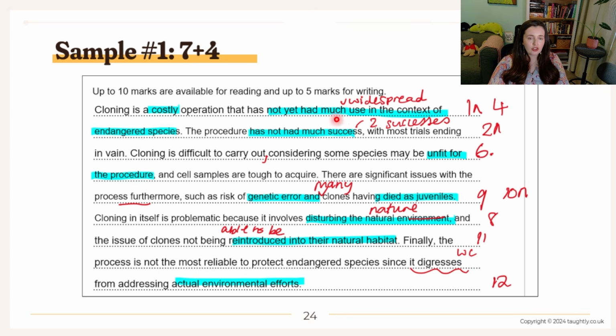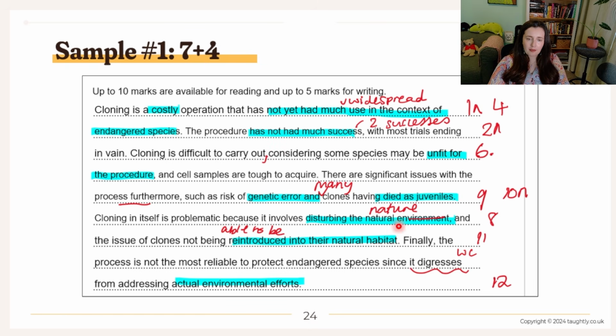And that's because the student should have written not had much widespread use in contexts. And because they're saying it hasn't had much use, it's not really getting across that same idea as across many different areas. So they partially got the idea, but not fully. And then 10, they also got a partial mark here. And this was because the student simply said that clones having died as juveniles rather than many. So not all of them, but some of them. So they've slightly changed the meaning here.